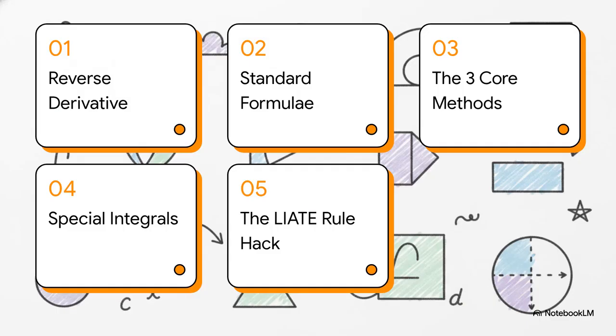All right, here's our roadmap for today's high-yield review. We're looking at reversing the derivative, the standard formula toolkit, mastering the three core methods, cracking special integrals, and finally, the Liate rule hack. Let's dive right in.